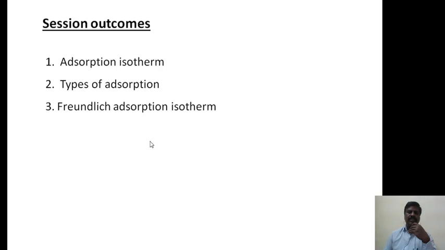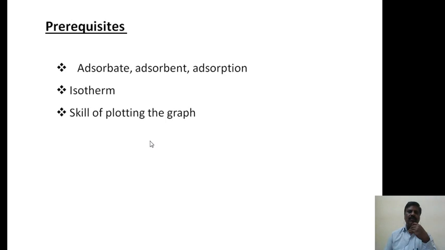Before discussing this session, you already know what is meant by adsorbate, adsorbent and adsorption, and you also know about isotherm. You will also know how to plot the graph, which you have already known before the commencement of this session.